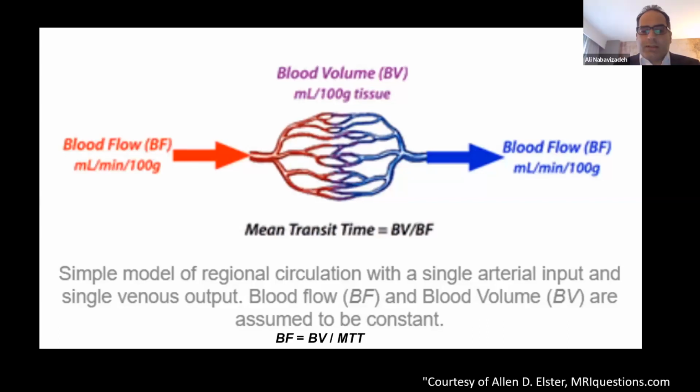And so looking at a simple model of blood circulation, we have an arterial input and a venous output. So the blood flow basically flows through the tissue, and then the blood volume is the volume of the blood that is present at the tissue level, and we report it per ml per 100 gram of tissue.